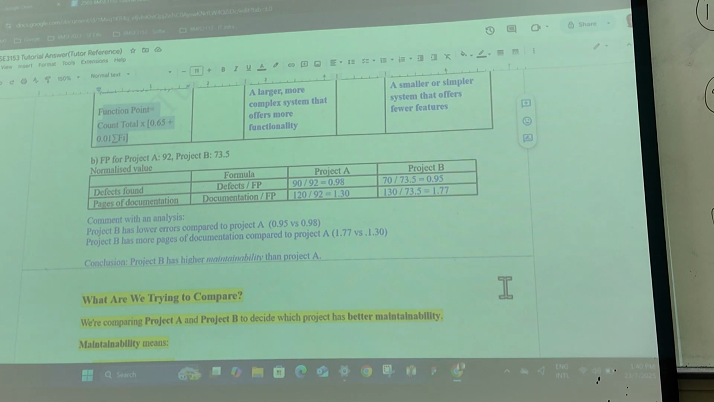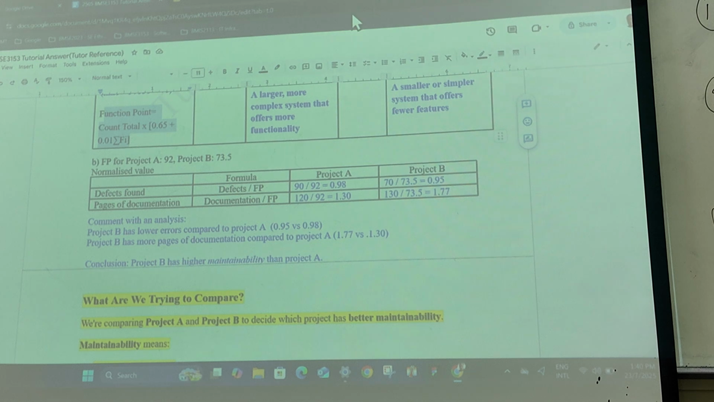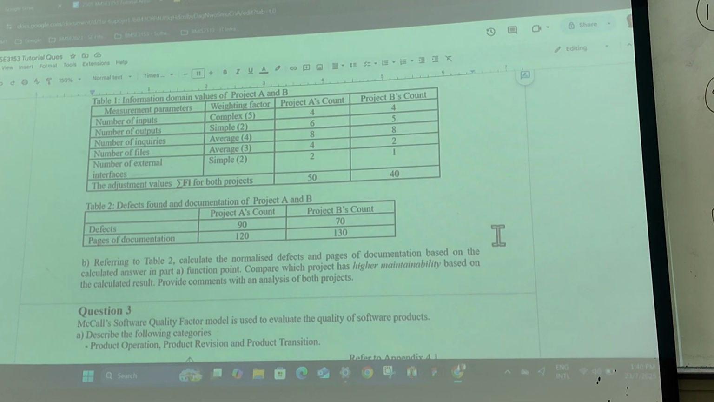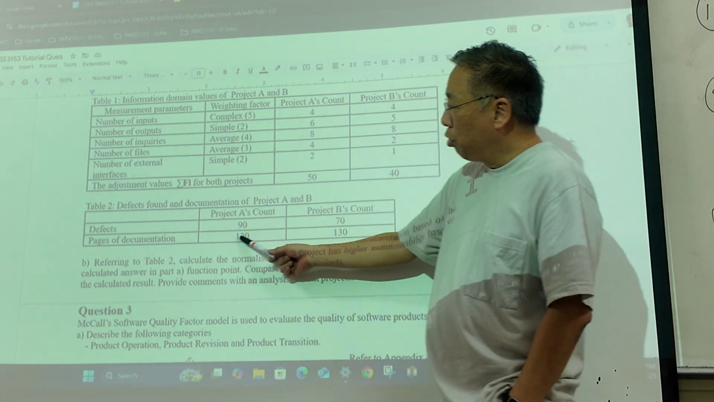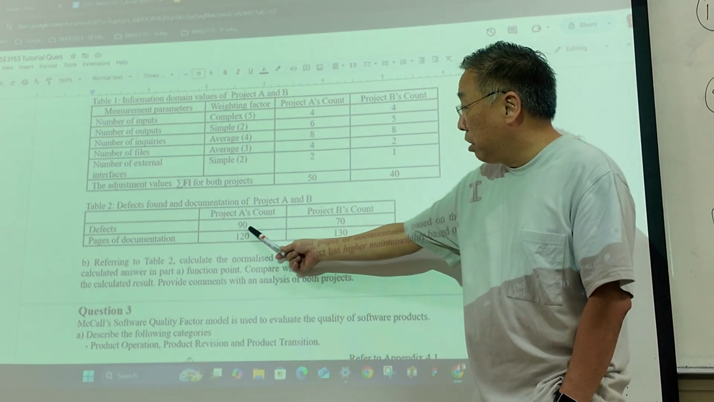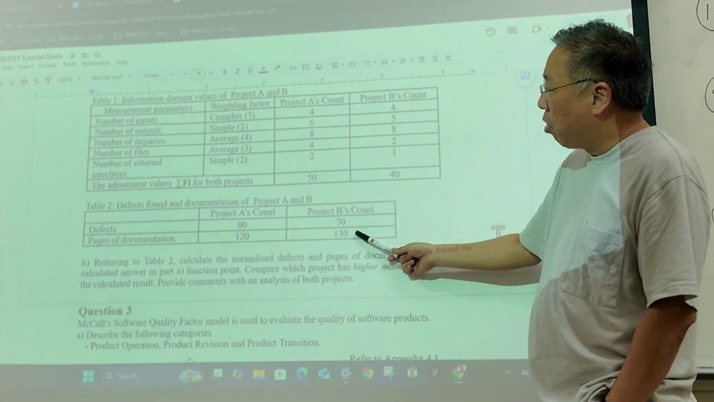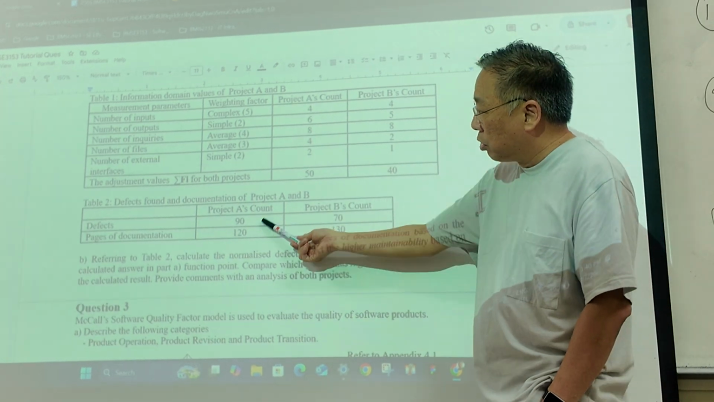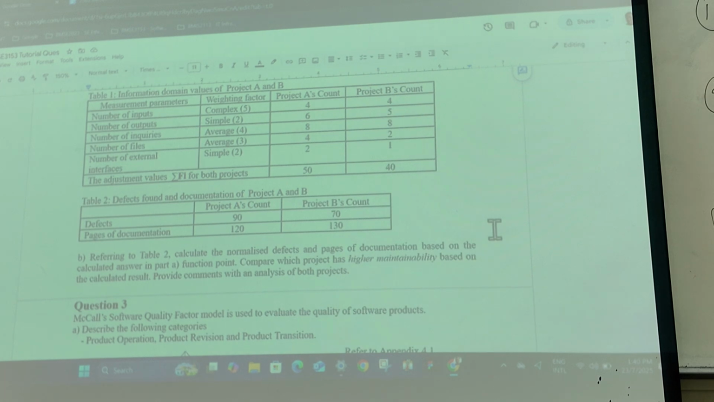The other part of the question, in your tutorial, they give you this part here. They give you these details here to tell you that, hey, we also know the count for the defects and the pages of documentation for project A and project B. So they said, can you calculate based on your answer of this function point, what is your defect rate and your documentation rate. So let's see how we do that.